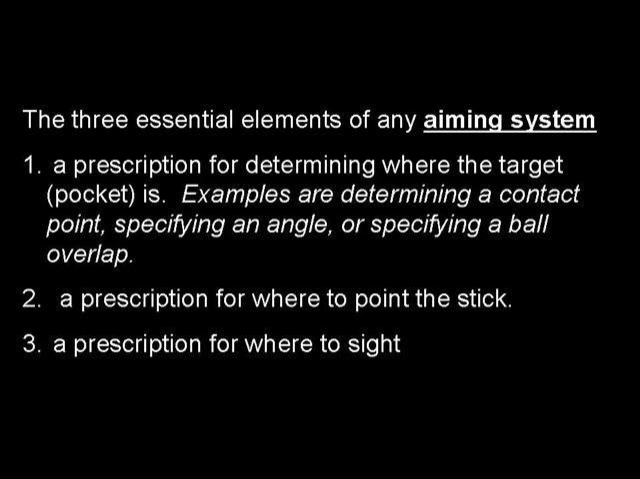There's a lot of discussion about aiming systems, and I'm going to define an aiming system as having three essential elements. First is a prescription for where the target is, where the pocket is. Second is a prescription for where to point the stick line. And third is a prescription for where to sight, the sight line. If a so-called system is missing one or more of these essential elements, then it may be very valuable information, but it is not an aiming system.